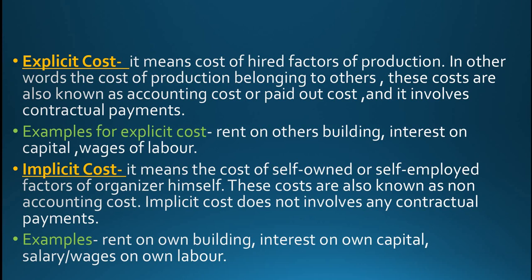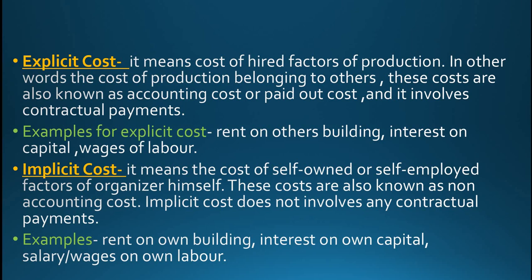Next we will see the meaning of explicit cost and implicit cost. First is explicit cost. It means cost of hired factors of production. In other words, the cost of production belonging to others. These costs are also known as accounting cost or paid out cost, and it involves contractual payment. Hired means it is taken from somebody else. So we have to pay them. We have taken the services, for that we have to pay others. These are the costs which we have to pay to others, and these costs are also known as accounting cost or paid out cost, and it involves contractual payments.